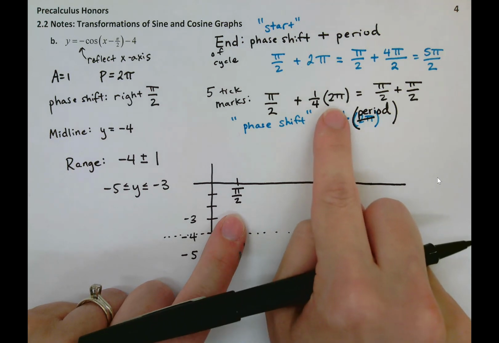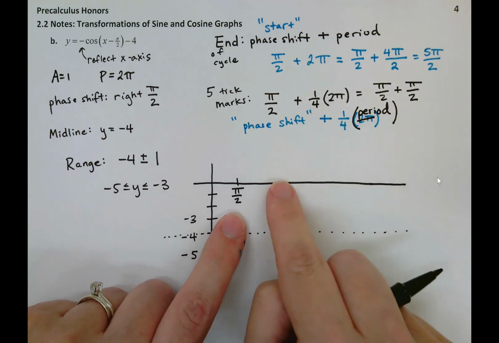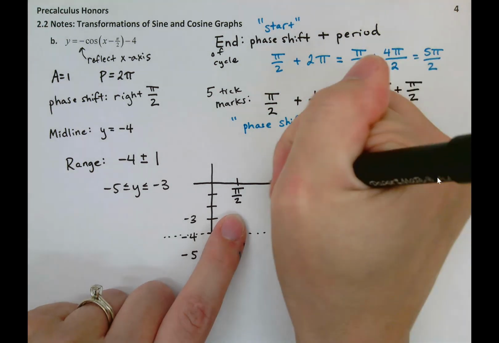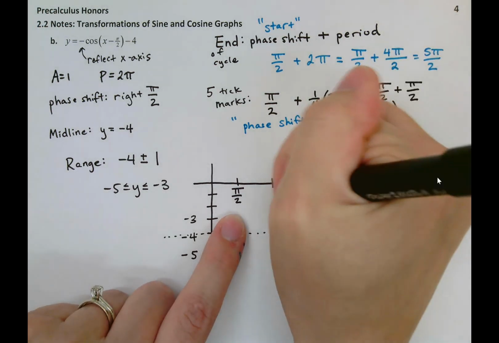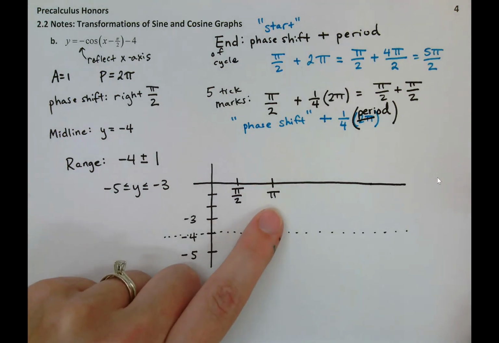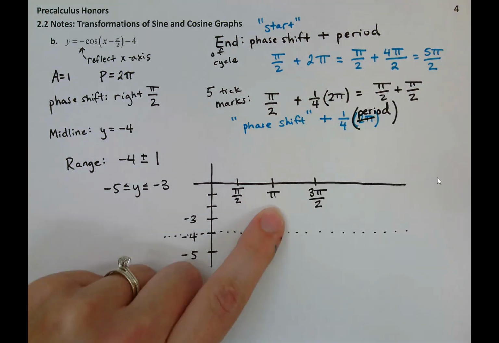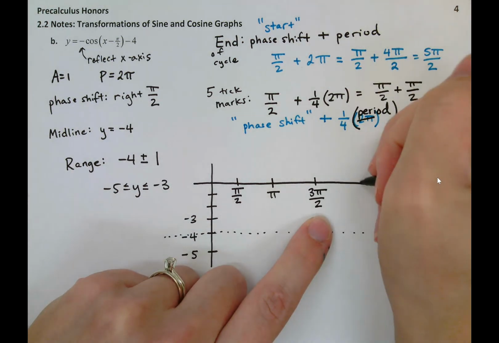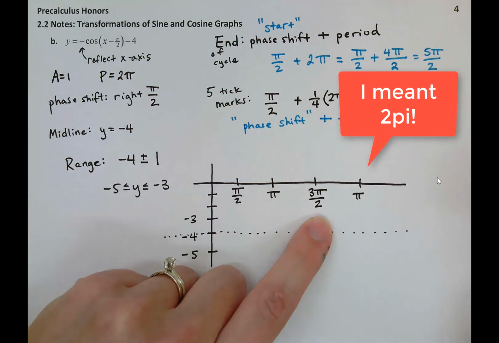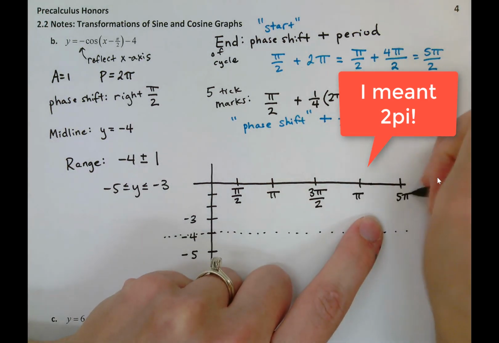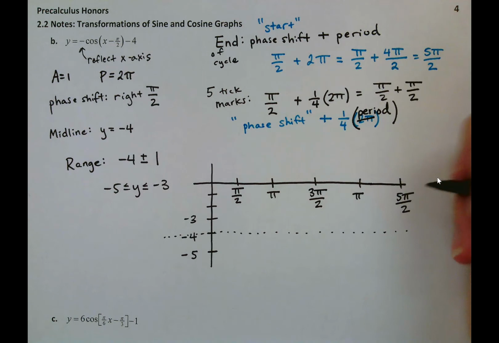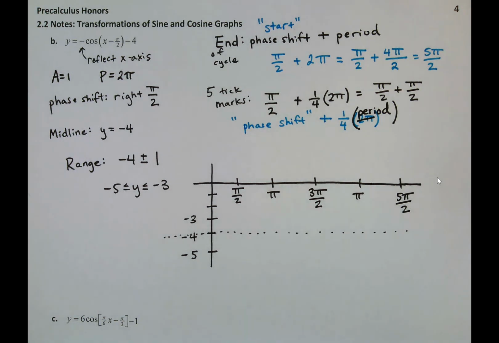So a quarter of my period, 2 pi, is pi over 2. So I'm going to add pi over 2 to pi over 2 and get 2 pi over 2, which is pi. 2 pi over 2 plus pi over 2 is 3 pi over 2. 3 pi over 2 plus pi over 2 is 4 pi over 2, or 2 pi. Plus another pi over 2 is 5 pi over 2. Okay, like I said, I know that seems a little ridiculous, adding like that with the pi over 2's. I'm just trying to give you the method for when we're dealing with more complicated fractions, which we're going to see in the next example.